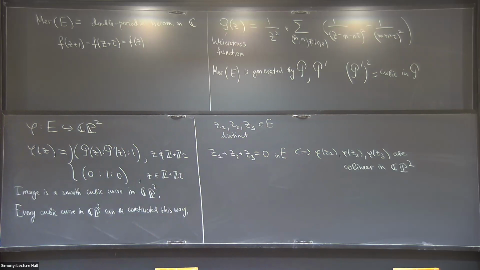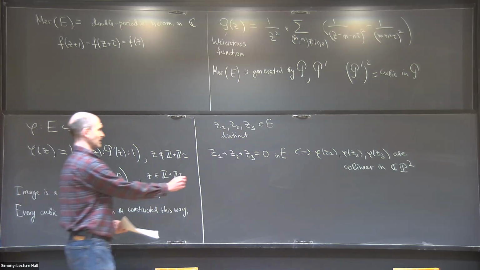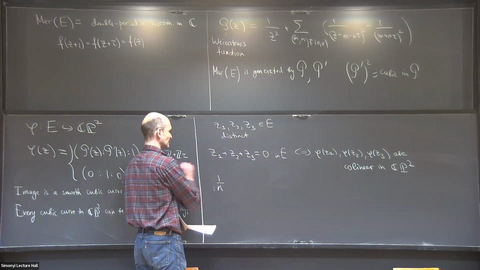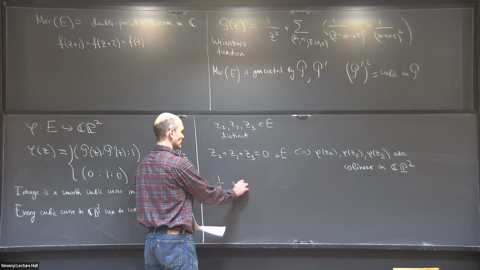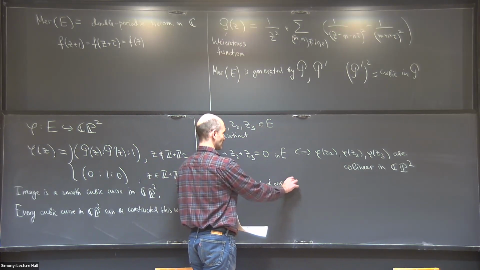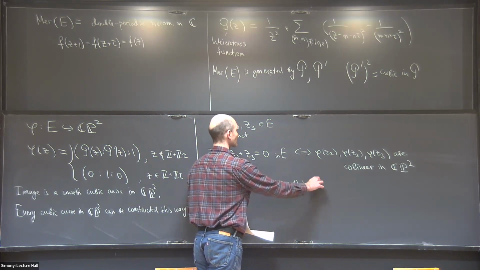Right. So what does this tell me? Suppose I look at the point 1 over n. 1 over n is a point of order n in E, right?